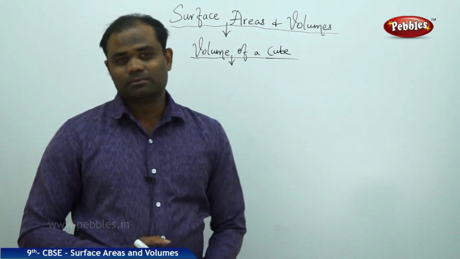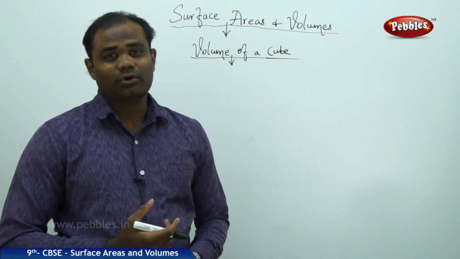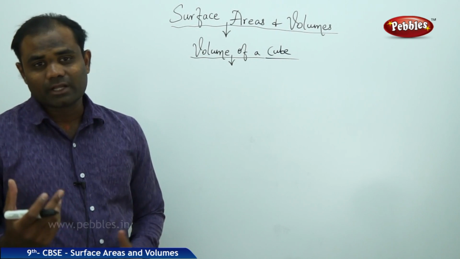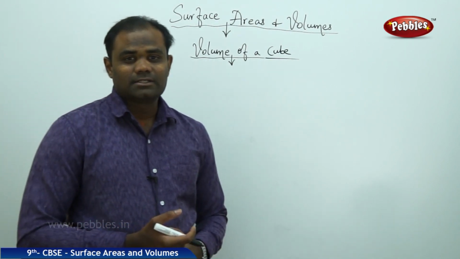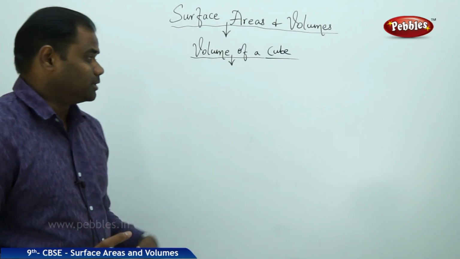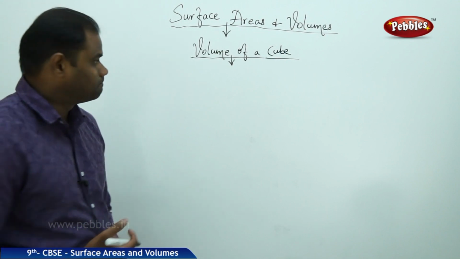Now that we have discussed a cuboid and its volume, now comes the discussion of volume of a cube. We all know that a cube is a special case of a cuboid where its length, width and height are of the same dimensions. Therefore, let's see how the volume of a cube is derived using the concept of volume of a cuboid.